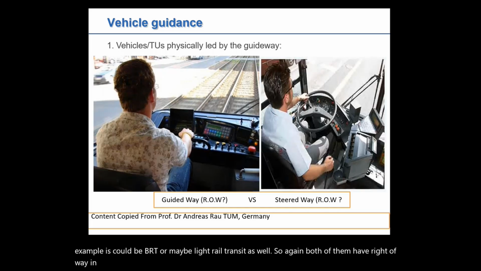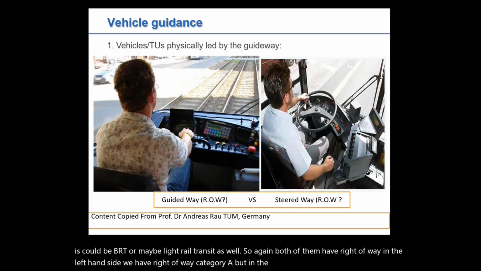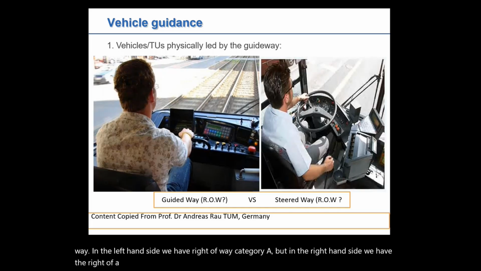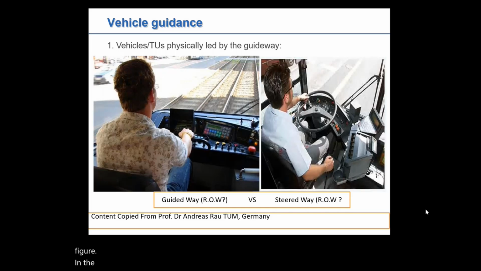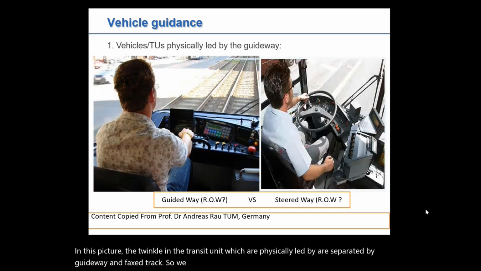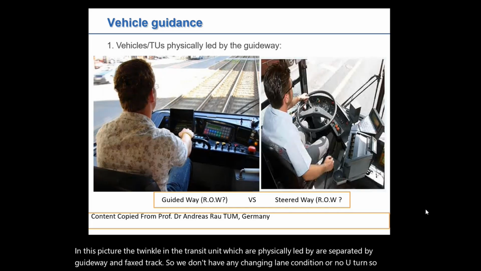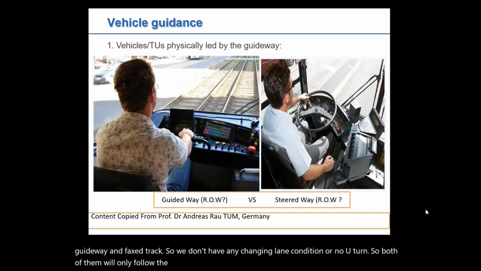On the left hand side, we have right of way category A, but on the right hand side, we have right of way category B. So most of the time they are different. As you can see in this picture, the vehicles in the transit unit are physically led by or separated by guideway and fixed track. So we don't have any changing lane condition or U-turn. So both of them will only follow the guided way. Okay.